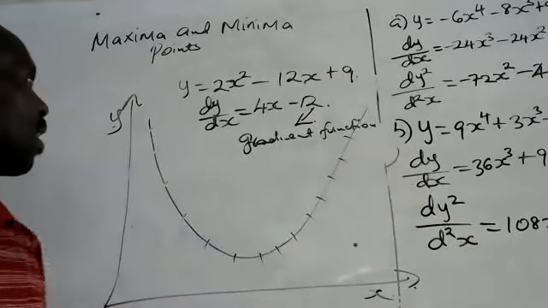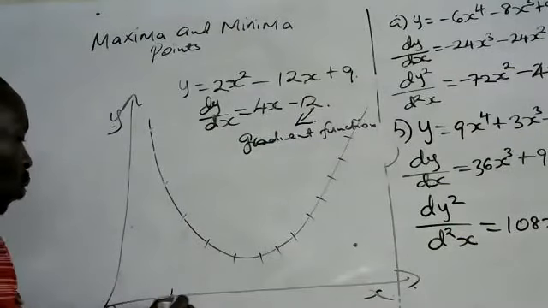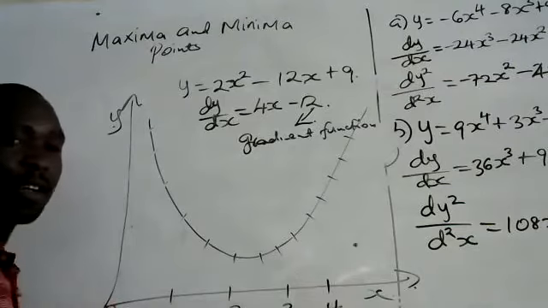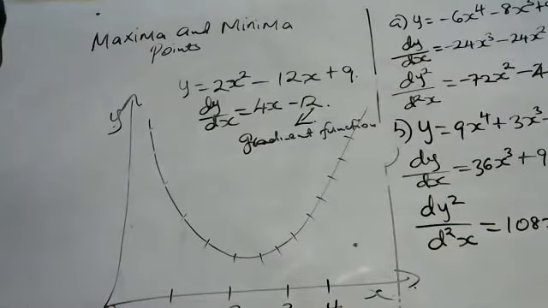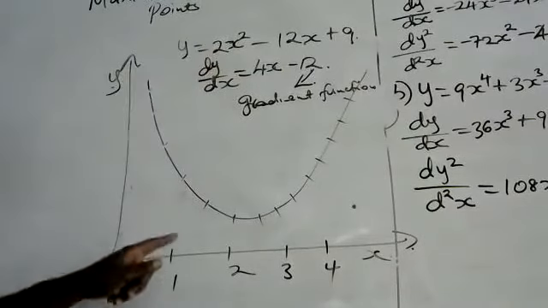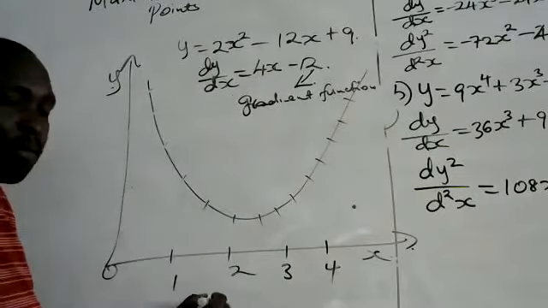If this curve is drawn on the x and y axes, and maybe we have the points where x is 0, 1, 2, 3, maybe 4, like that, you can be asked to determine the gradient of this particular curve when x is 1. When x is 1, remember, let me adjust it.